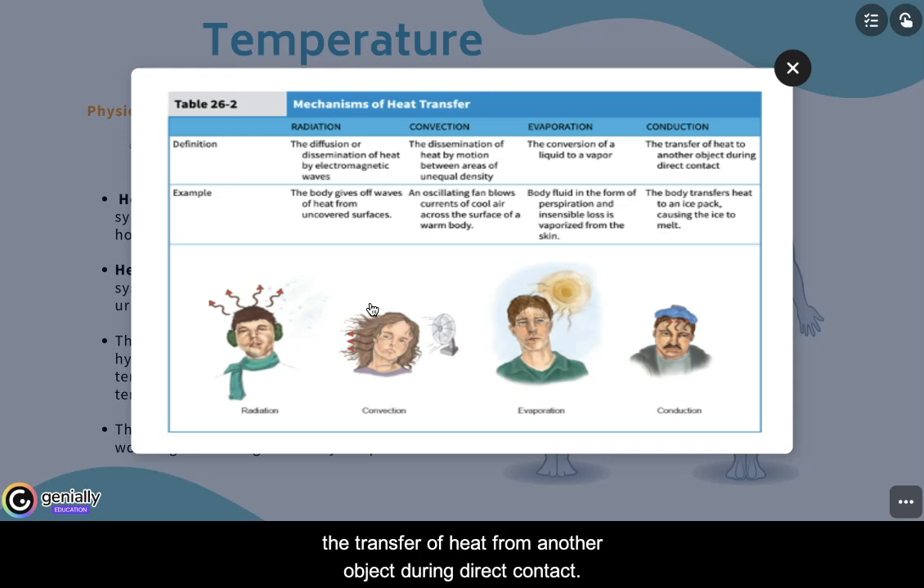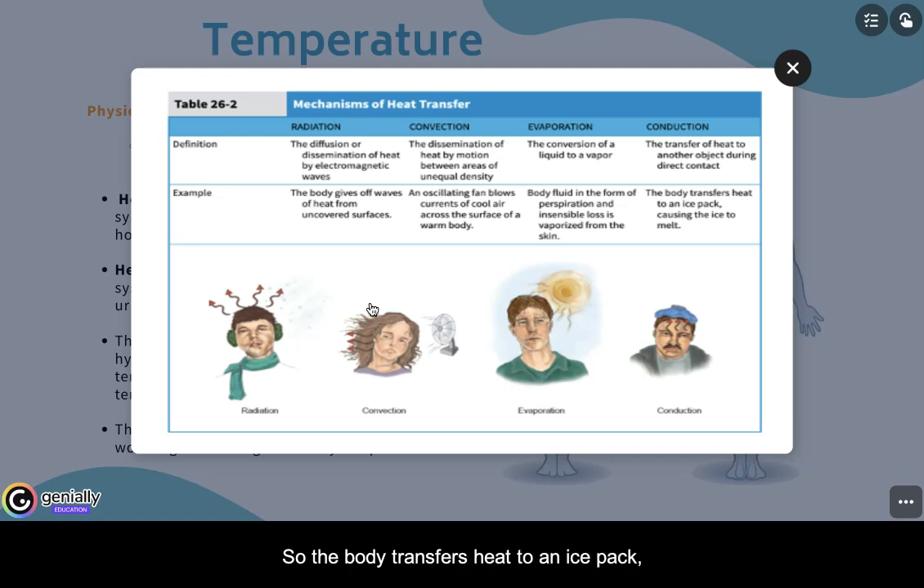Conduction, the transfer of heat from another object during direct contact. So the body transfers heat to an ice pack, causing ice to melt. For example, when you're using ice packs or heating pads, this is how we lose heat through conduction, for example, with an ice pack.